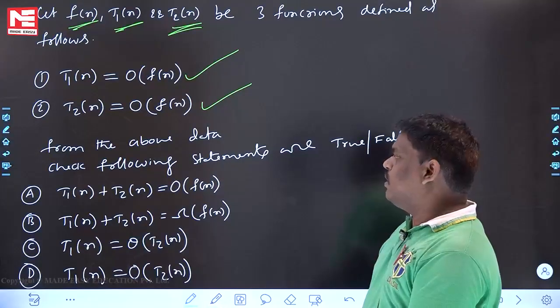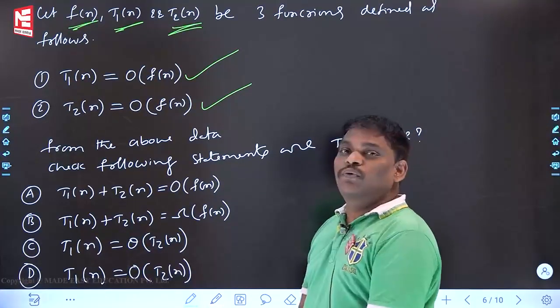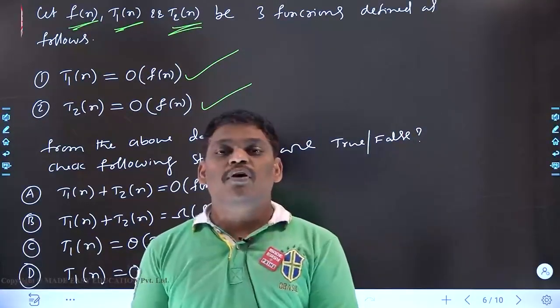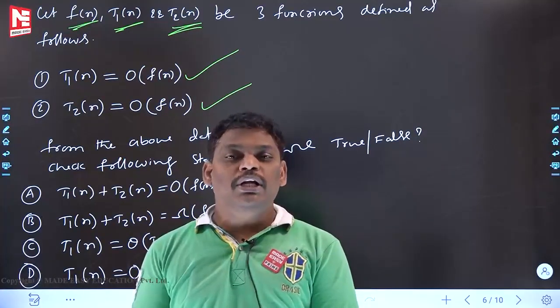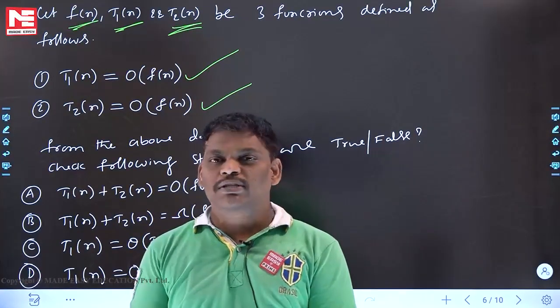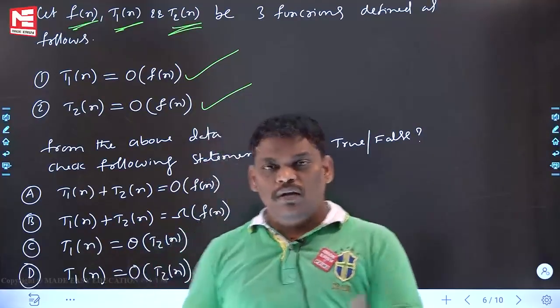Right? I am thinking you are a little bit fine now. Let me ask you. Comparing T1, what is the answer? F of n may be greater or equal. Comparing T2, f of n may be greater or equal. That's fine now. Right? Now see the answers.